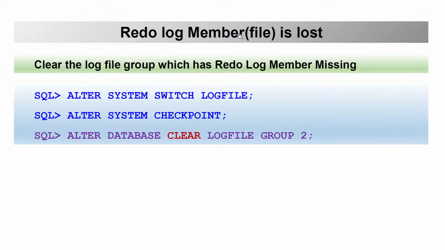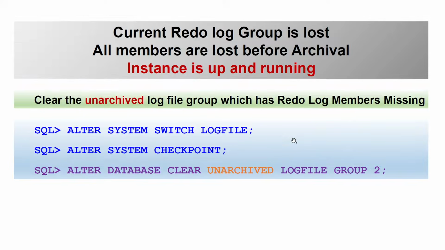If one member is lost, then you will switch the log file, you will do the checkpoint and you will say alter database clear logfile. Whichever log file your member is lost from, you will just clear that particular log file. So this particular command will automatically fix the problem.